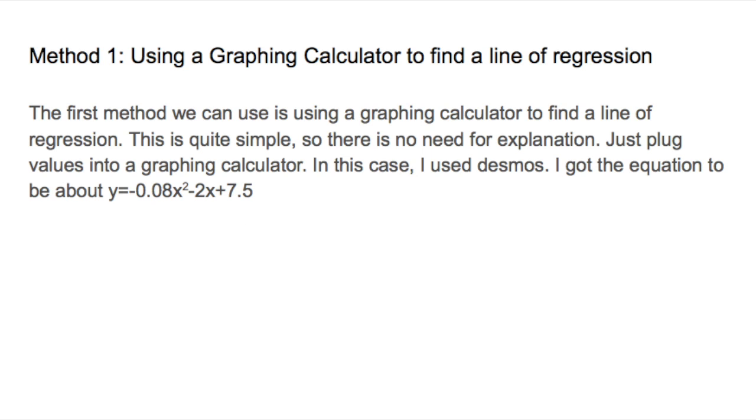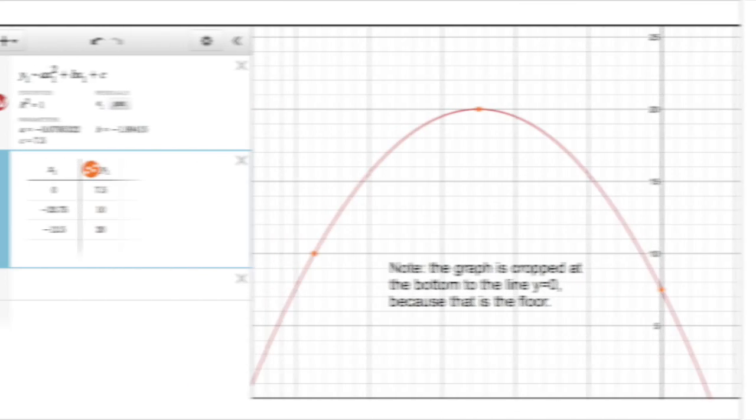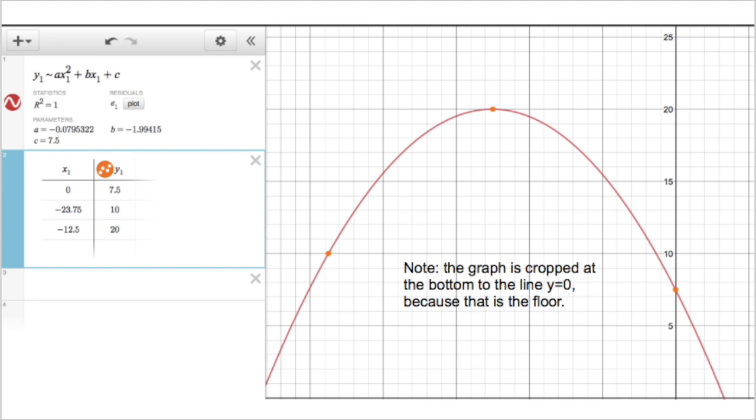The first method we can use is using a graphing calculator to find the line of regression. I'm pretty sure all of you know how to do this, so I'll leave the details out. This is quite simple, so there's no need for explanation. Just plug the values into a graphing calculator, and in this case I use Desmos, which is a great online website for graphing equations. I got the equation to be about y = -0.08x² - 2x + 7.5.